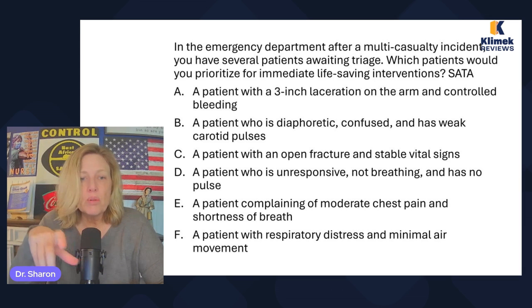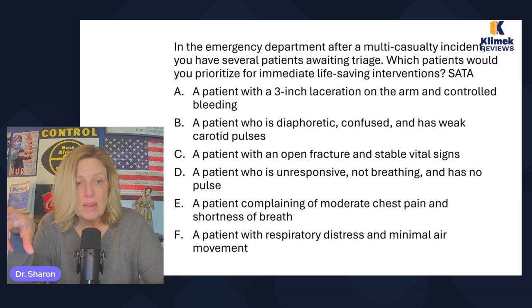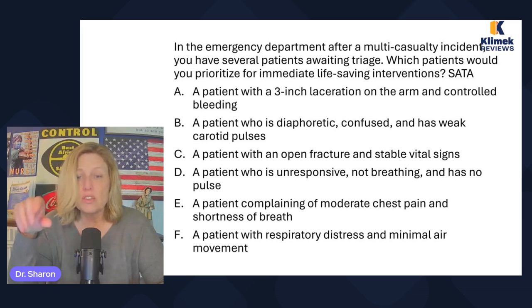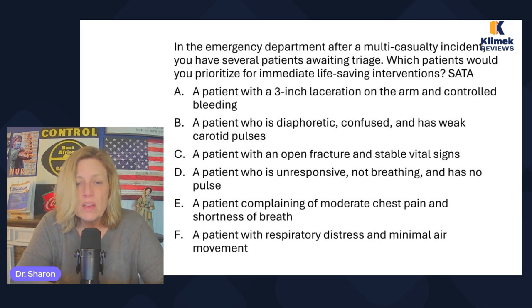So even though they have an open fracture, their vital signs are stable, which means they're stable. If they tell you they have stable vital signs, then believe them. The patient is stable if they have stable vital signs. So we're not going to prioritize them. A patient who is unresponsive, not breathing, and has no pulse. This person is dead. Okay, they're dead. So we're not going to prioritize them.